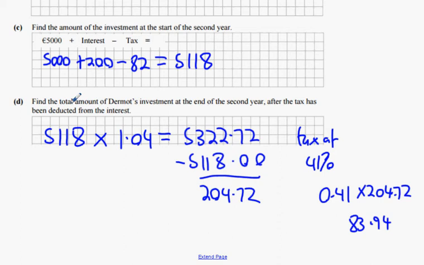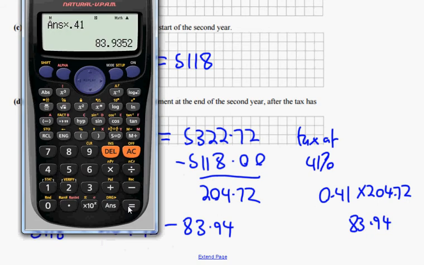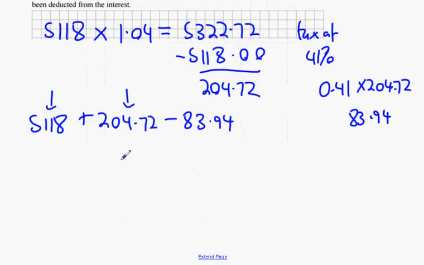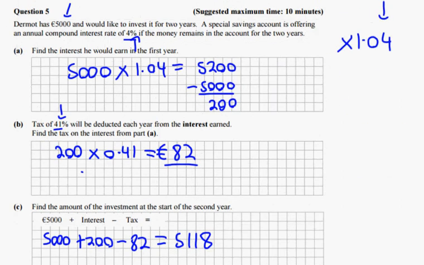I'm going to use the same formula as last time, except I'm going to do 5,118. That's how much I started off the second year with. I was meant to get 204.72 interest, but then I got deducted tax of 83.94. Put all these numbers into the calculator, and then take away my 83.94. And what we get is 5,238.78. Okay, and that there is question 5.